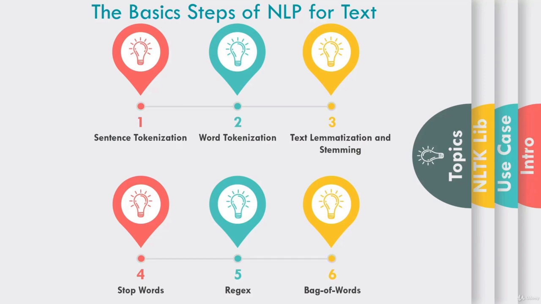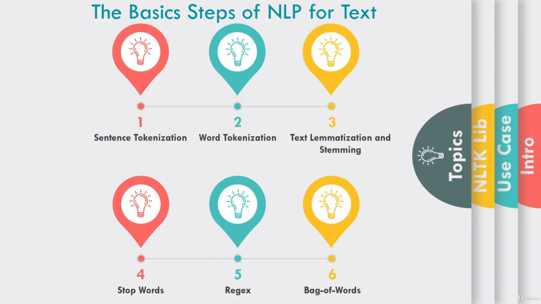So guys, the third step is text lemmatization and stemming. These both are used to get the root form of any word. We will discuss this in practical sessions. There are some inbuilt functions we can directly use for this. Now the fourth is, guys, stop words. Actually, what are stop words? If we look at any sentence, there are articles, prepositions, adverbs. These words have no meaning for the computer. So we have to remove such words, and we can remove them easily with the NLTK library.